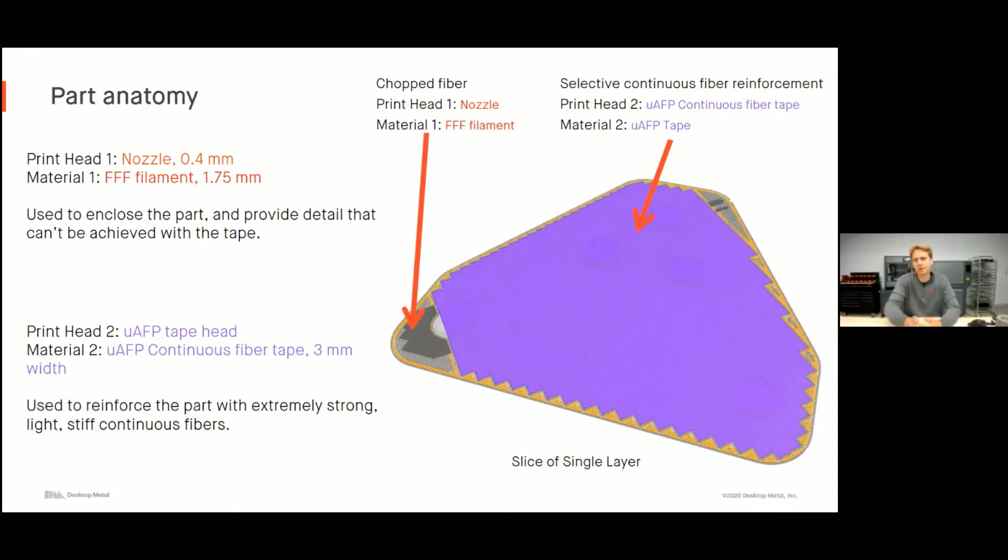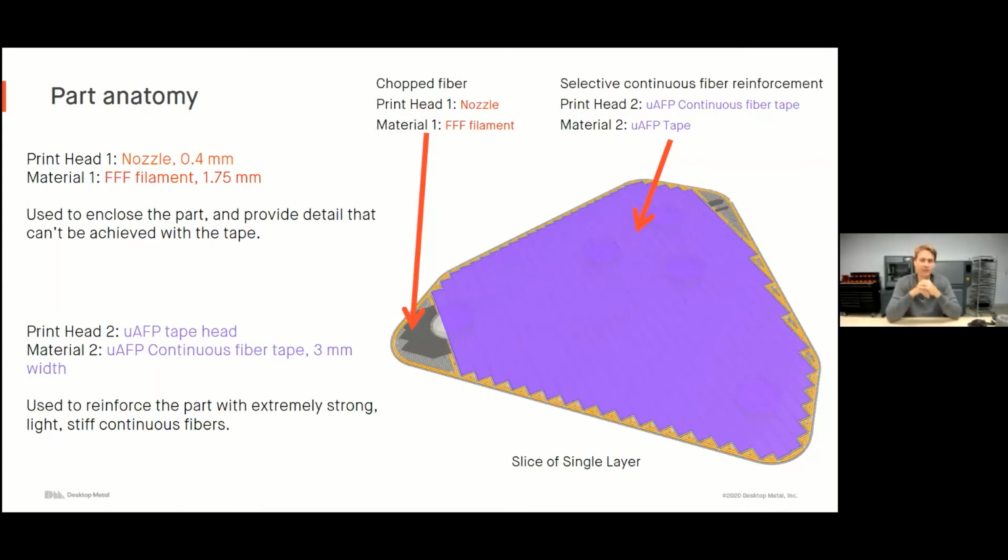So what you're looking at on the screen here on the right, that's a layer. You can see all of what's in gray or orange. That's all being printed by this nozzle out of this chopped fiber. Then we have this second print head. This print head is going to be printing this UFP tape, which is micro automated fiber placement. That's going to be printing these 3 millimeter wide strips of continuous fiber tape. So we're going to print our shell with our nozzle, which is that first print head, and then we're going to reinforce it with these tapes that we're laying into the part.